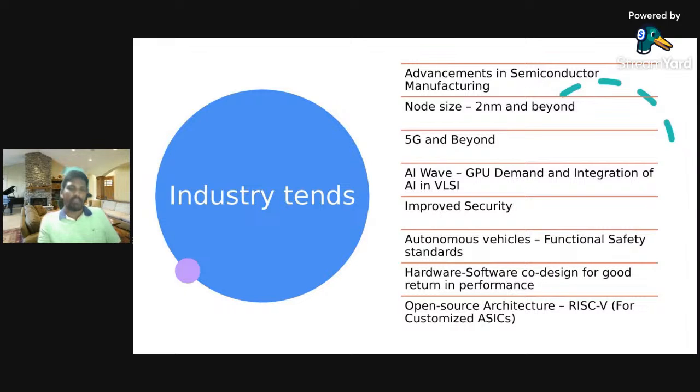And people now are heavily looking not only at purely software-based code, or purely hardware-based code, right? The co-design between software and hardware, bringing the goodness of the hardware as well as the goodness of the software. So co-design for a good return in performance is also a high trend these days.